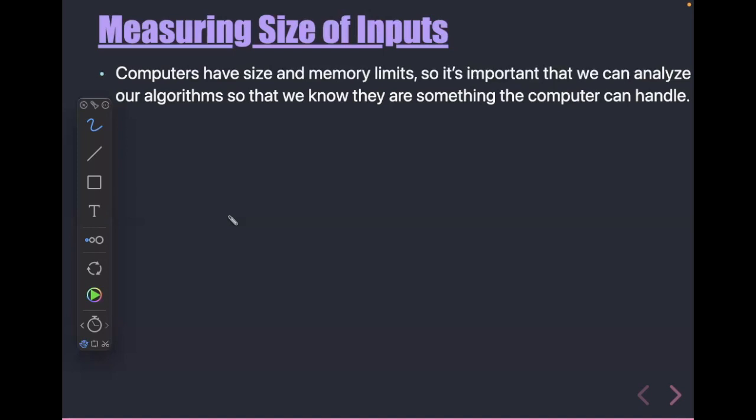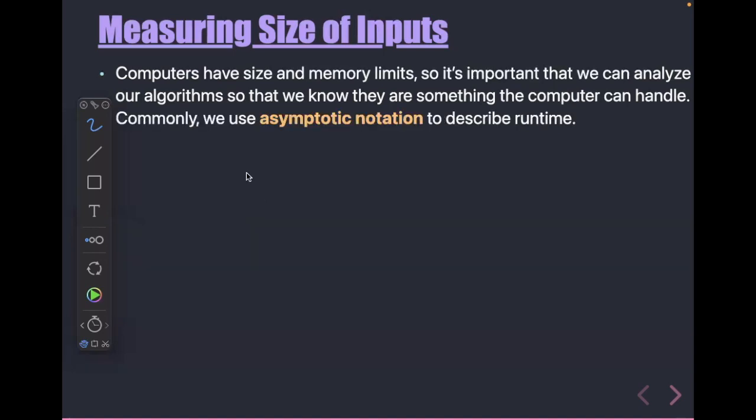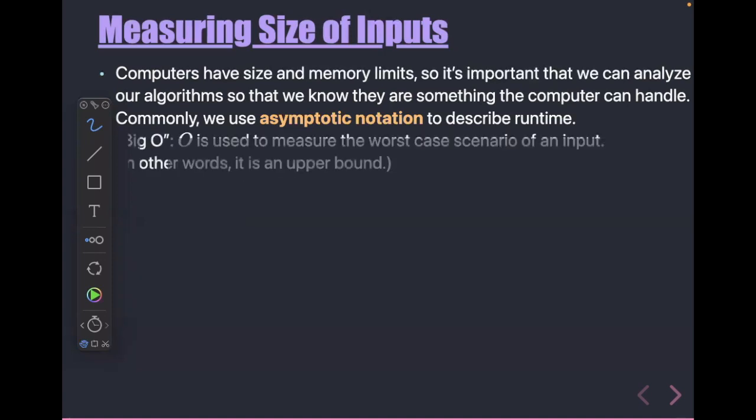Like you want to be able to formalize that and actually quantify it. And so this is done using a type of notation called asymptotic notation. The most common one is big O. It's literally just a big O, and it's used to measure the worst case scenario of an input.